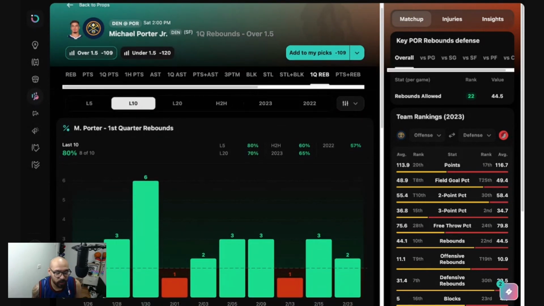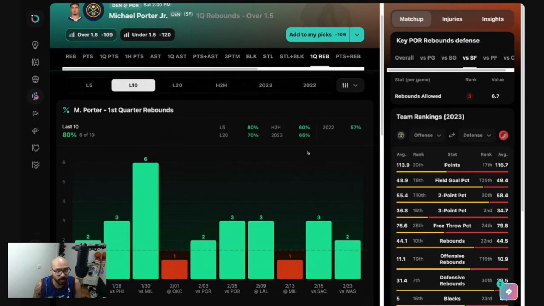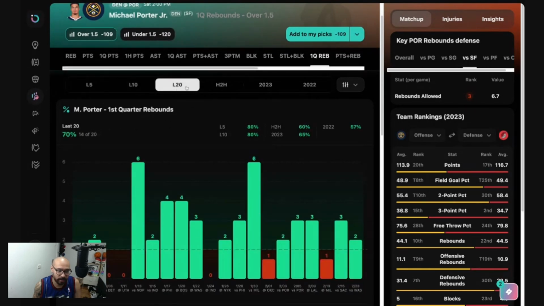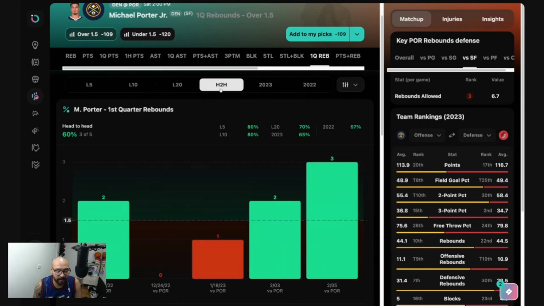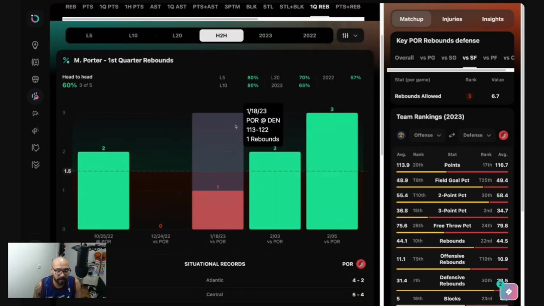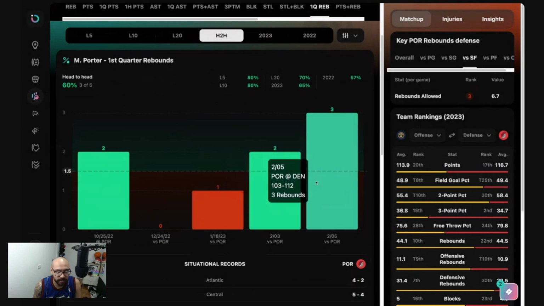We're looking at minus 109 odds for him to get 2 rebounds in the first quarter. The matchup with the Blazers, somewhat difficult, ranking 12th in terms of rebounds allowed to power forwards. Sorry, small forwards. Against small forwards, they allow the 3rd fewest rebounds. So that's not good. But he's hit this in 8 of his last 10, 14 of his last 20, and he's hit this in 3 of his last 5 games against Portland. He's versed Portland twice this season, I believe.